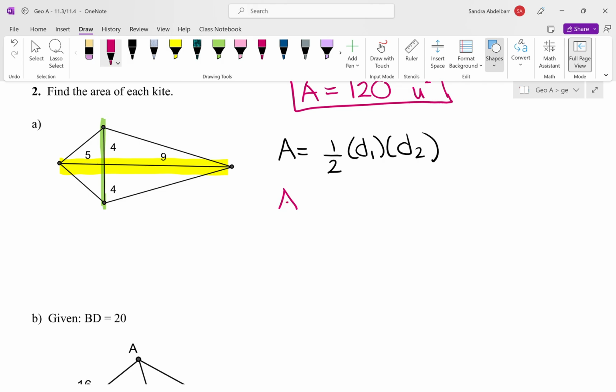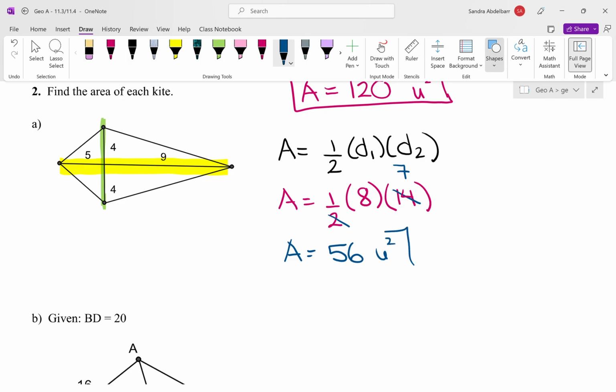Does it matter which one's d1 and which one's d2? No. So d1 is not 4. It's 4 plus 4, which is 8. What's d2? I heard it. 14. Half of 14 is 7. 7 times 8 is 56 units squared.